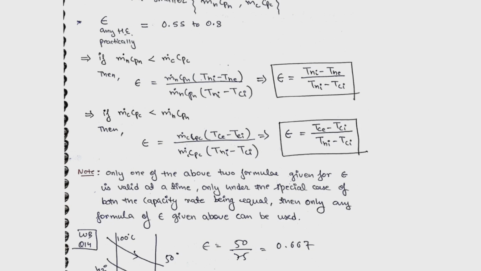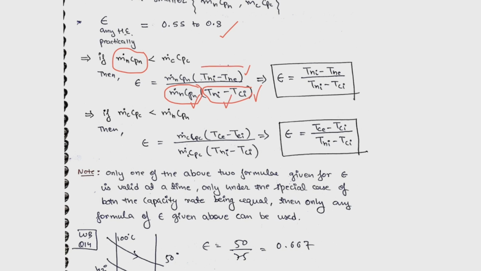Practically, the effectiveness of heat exchangers is generally between 0.55 and 0.8. If m dot h Cph is less than m dot c Cpc, then this is the smaller one, and effectiveness can be written as the ratio of Q actual upon Q maximum possible. While writing Q maximum possible, we have to write m dot Cp smaller. Since m dot h Cph is smaller, we have written this, and this is the maximum possible temperature difference.